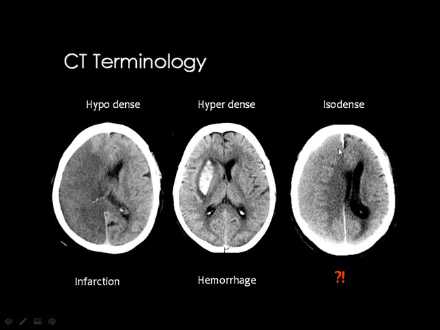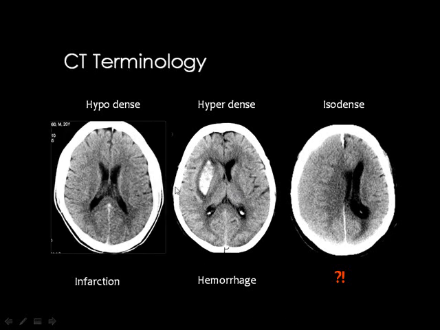Then how can you know that there is a lesion here? And you don't see a lesion, but you see the effect of the lesion on the ventricle. If you look at the normal scan, you should see the left ventricle on the left, the right ventricle on the right.